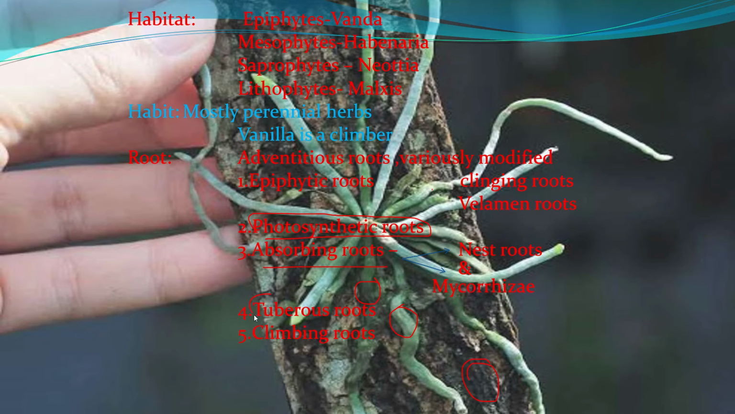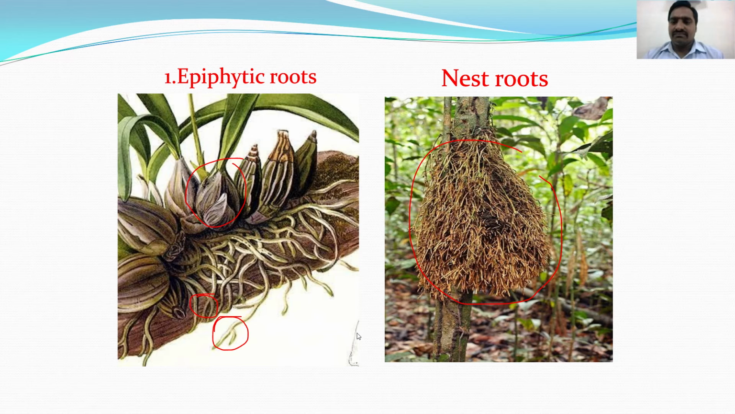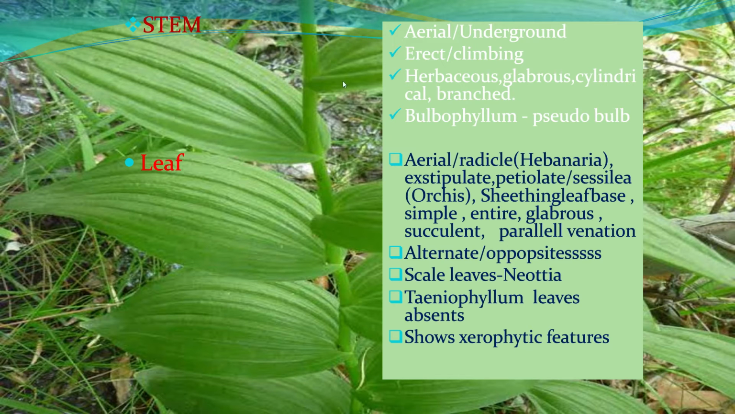Next, in some, for example in Bulbophyllum, they have a tuberous root system. These tubers store the food material. Next, the fifth one is climbing roots. These climbing roots are present in vanilla. They are useful for climbing the plant on the host.